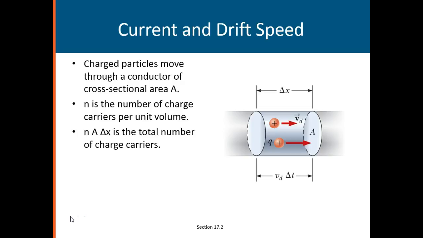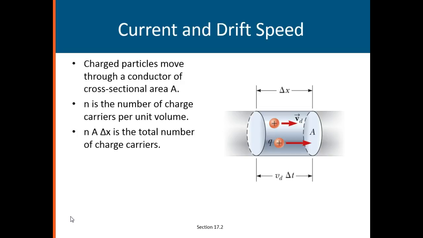Charged particles move through a conductor with a cross-sectional area A. That's what defines current, right? N is the number of charge carriers per unit volume. A times delta X is a volume, because the area times the change in distance gives you a volume. If N is the number of charge carriers per unit volume, then N times A times delta X is the total number of charge carriers moving.